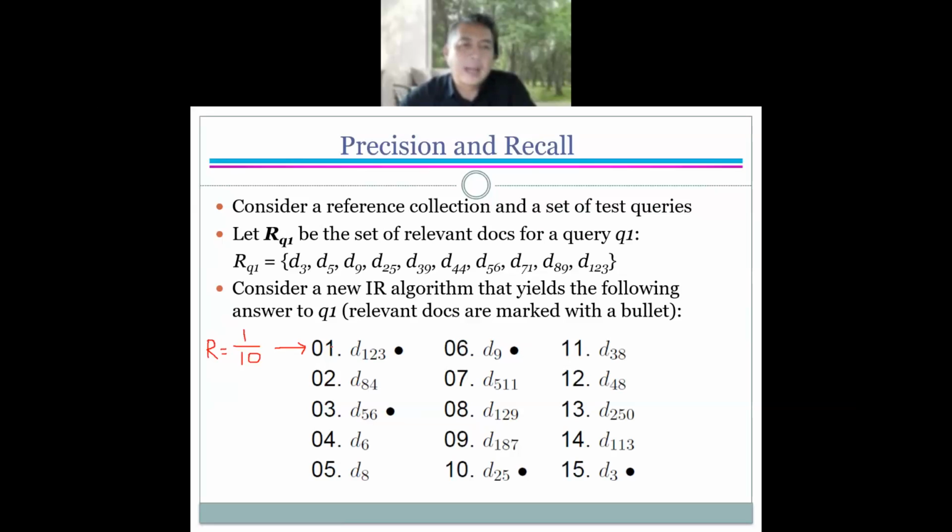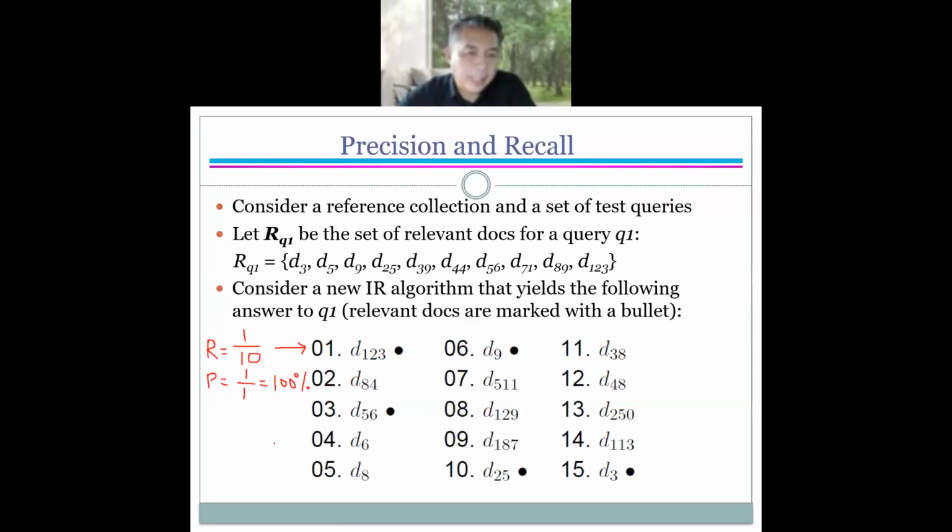So the recall is, no, 1 over 10. Okay, so what is the precision that we have here? Okay, at this position, the number of document being retrieved is only 1. And out of this one, we have 1 relevant document. So the precision is 1 over 1, 100%.